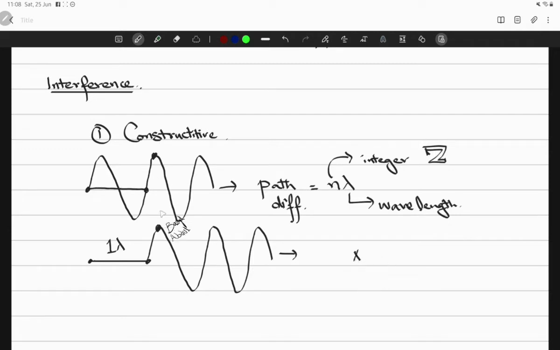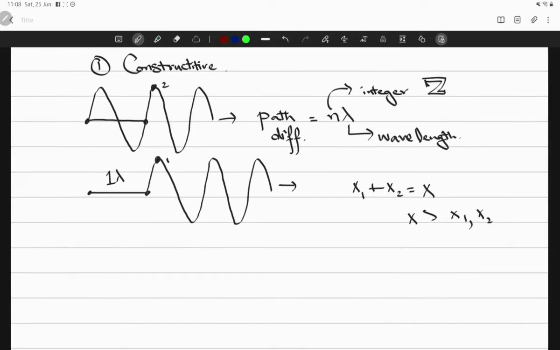So the displacement, suppose this is 0.1, this is 0.2, x1 plus x2 will produce some other x which would be greater than x1, and it would be greater than x2, right? So it would be the sum of these two things.